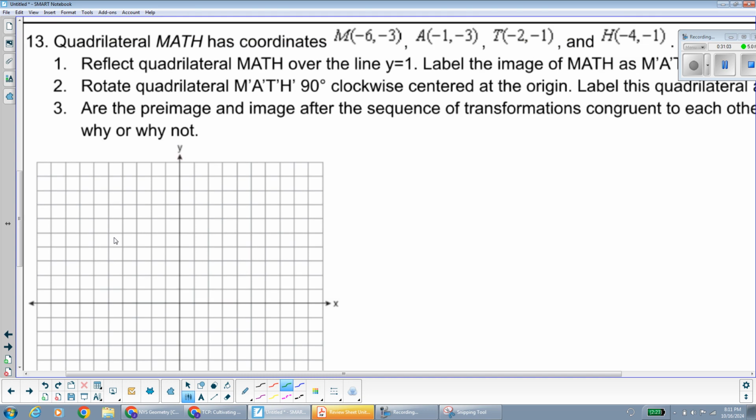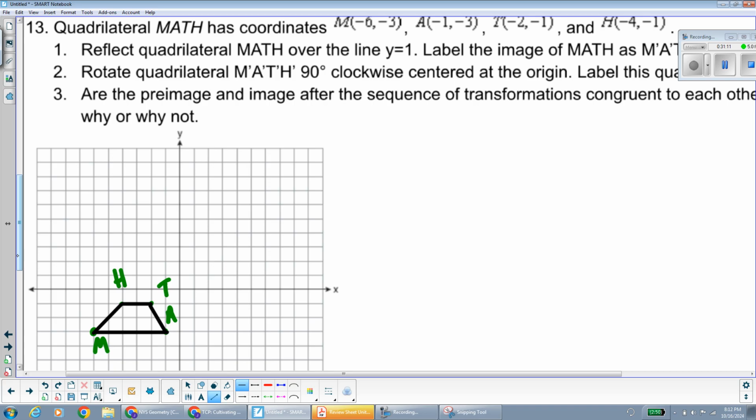Okay, I'm going to just take a second and graph this quadrilateral. And the first thing that we need to do is reflect this quadrilateral over the line y equals 1. So the line y equals 1 is a horizontal line going through all of the y coordinates of 1. So here is 1. So this is the line that we're reflecting over, the line y equals 1.